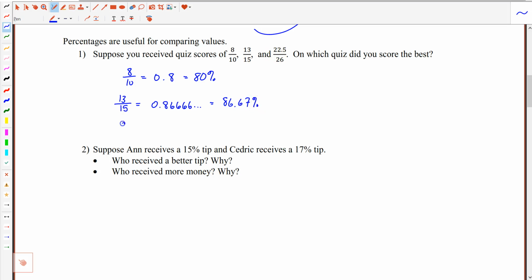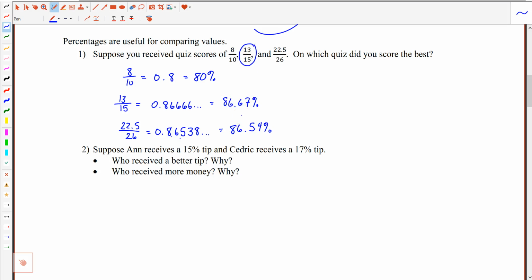For this last one, we earned 22.5 out of 26 points. Converting this to a decimal by doing 22.5 divided by 26, we get 0.8653, and so on. Converting this to a percent by moving this decimal point over 2 spots, we get that it's 86.54%, rounding to the nearest hundredth of a percent. So in which of these quizzes did we score the best? Well, it's going to be the one that has the highest percent. So this one was the one that we scored the best, just by a little bit.